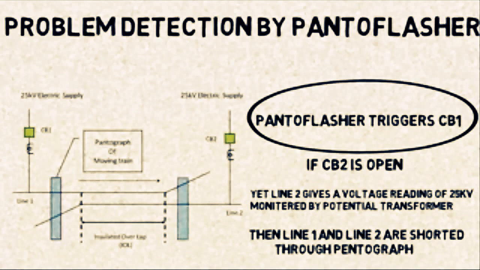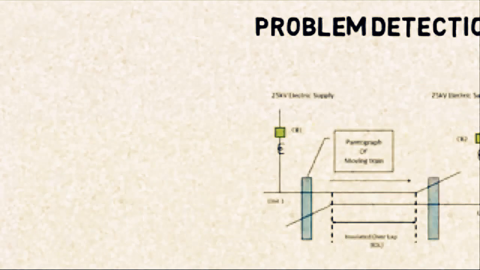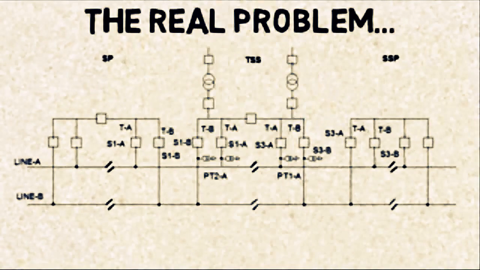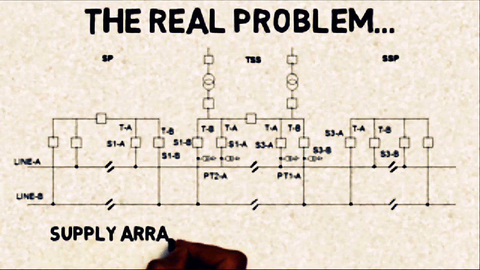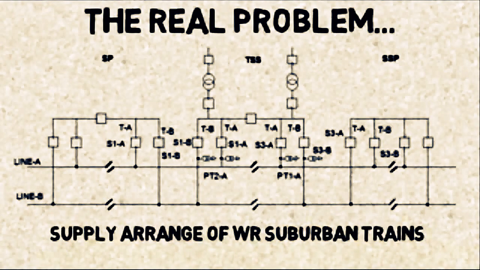But this is not the real problem. The real problem comes when we move towards the Western Railway suburban SCADA system. This solution of the panto flashover relay is not directly suitable in the Western Railway network, as each line gets a supply from two different circuit breakers which are physically located at different locations and are far away from each other.